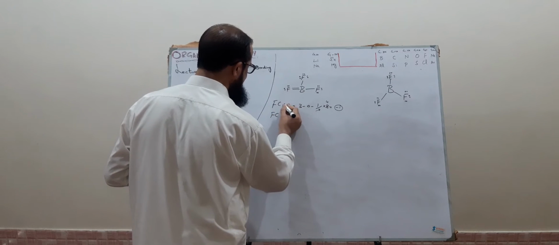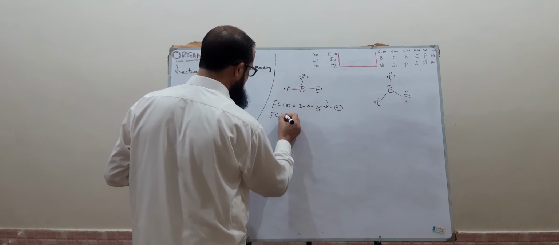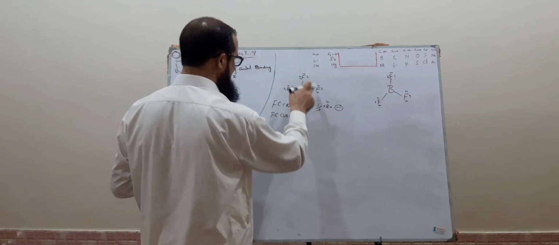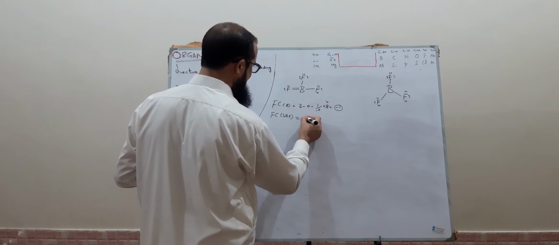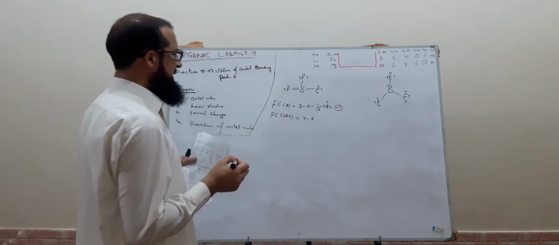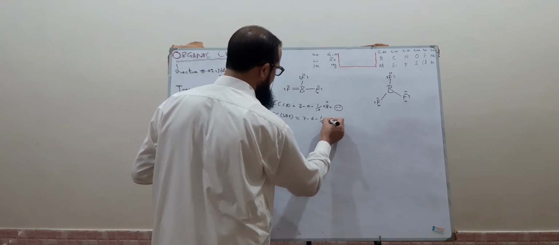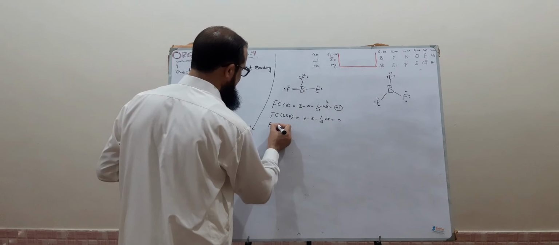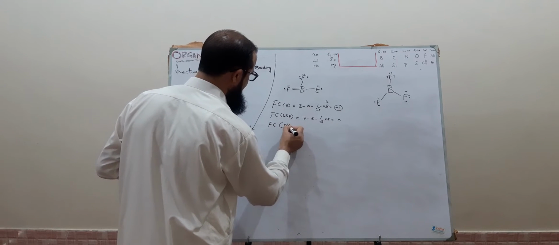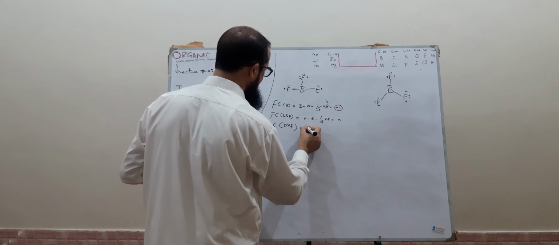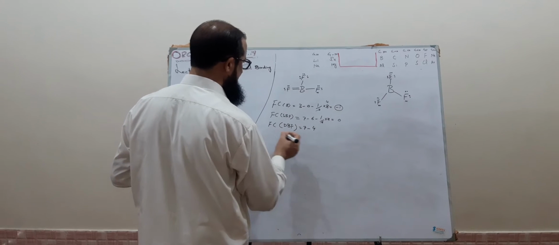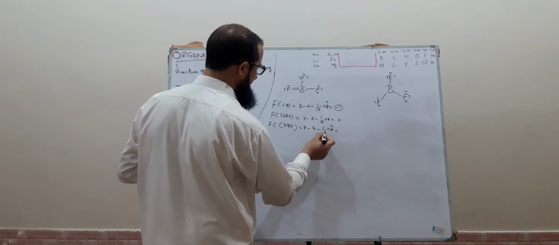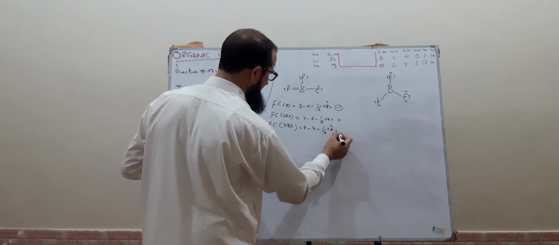Formal charge for double bonded and single bonded fluorine. What will be the formal charge for these two? For single bonded fluorine: valence electrons are 7, 6 are lone pair electrons, minus half of 2. So we have 0. Formal charge for double bonded fluorine: 7 valence electrons, 4 lone pair electrons and half of 4. So we have +1.